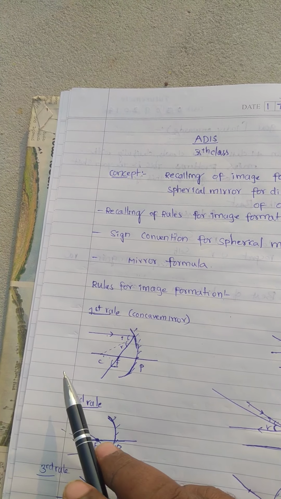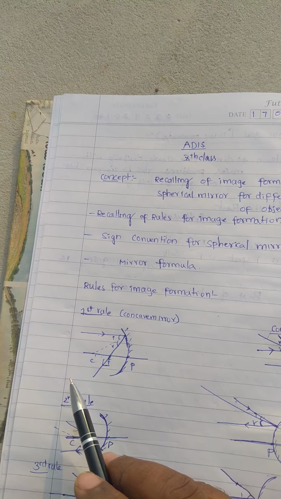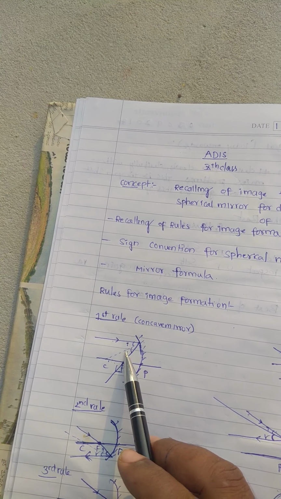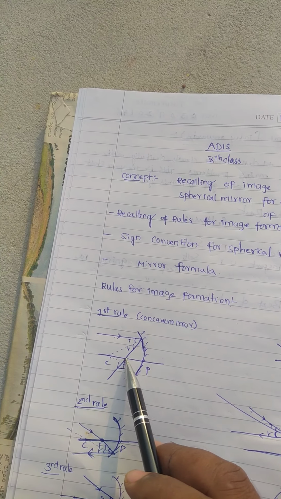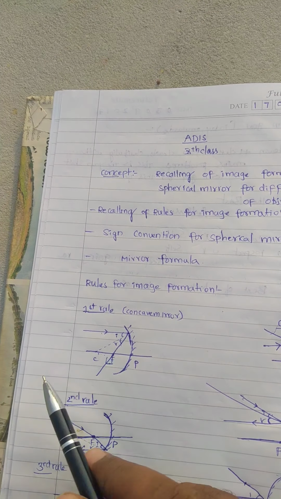And we know very well angle of incidence and angle of reflection. Angle of incidence means the angle between the incident light ray and the normal. Angle of reflection means the angle between the reflected light ray and the normal.